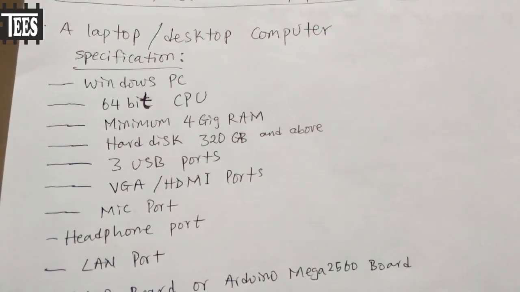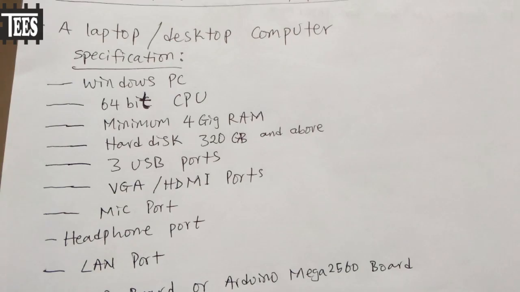So let's take a look at the specification. As a beginner, we recommend a Windows PC. Make sure it is 64-bit. Your RAM, a minimum of 4 gig. Your hard drive, something like 320 gig and above. Even if it is less than 300, even if it is 250 gig, you can go with that.